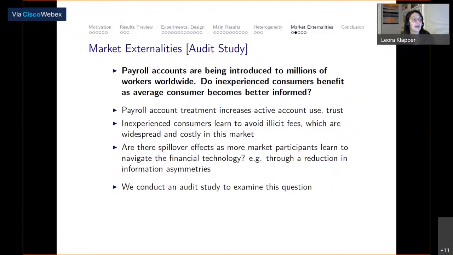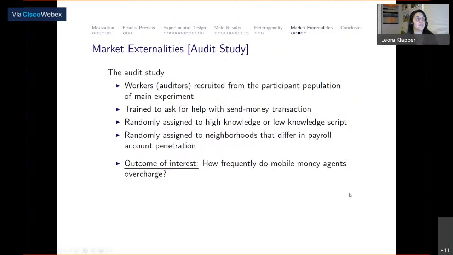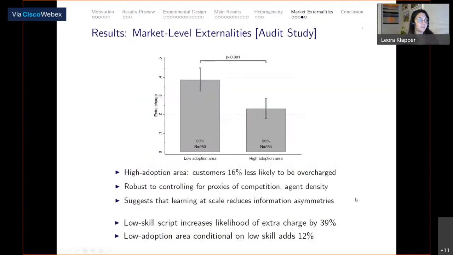So what is the motivation for the study? Again, I'll spend one more slide on this. This question around can workers learn to avoid illicit fees? As I mentioned, are there spillover effects to the whole community of digitizing payroll? And we're going to find out the answer. The actors were randomly assigned to either read the high knowledge or low knowledge script, and randomly assigned to different neighborhoods at different payroll account penetration. And we're going to find out how often they overcharge.